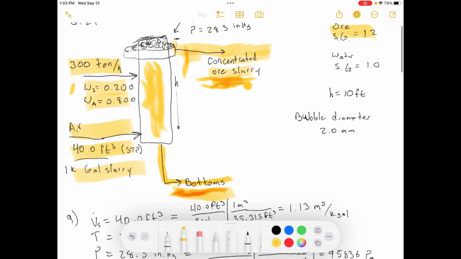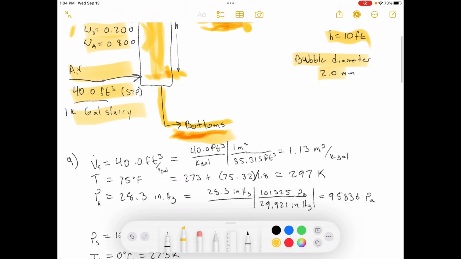We've got the ore specific gravity, we have the water specific gravity. We know that the height where the bubbles are coming in is 10 feet, and that the bubbles down here have a diameter of 2 millimeters. Okay.